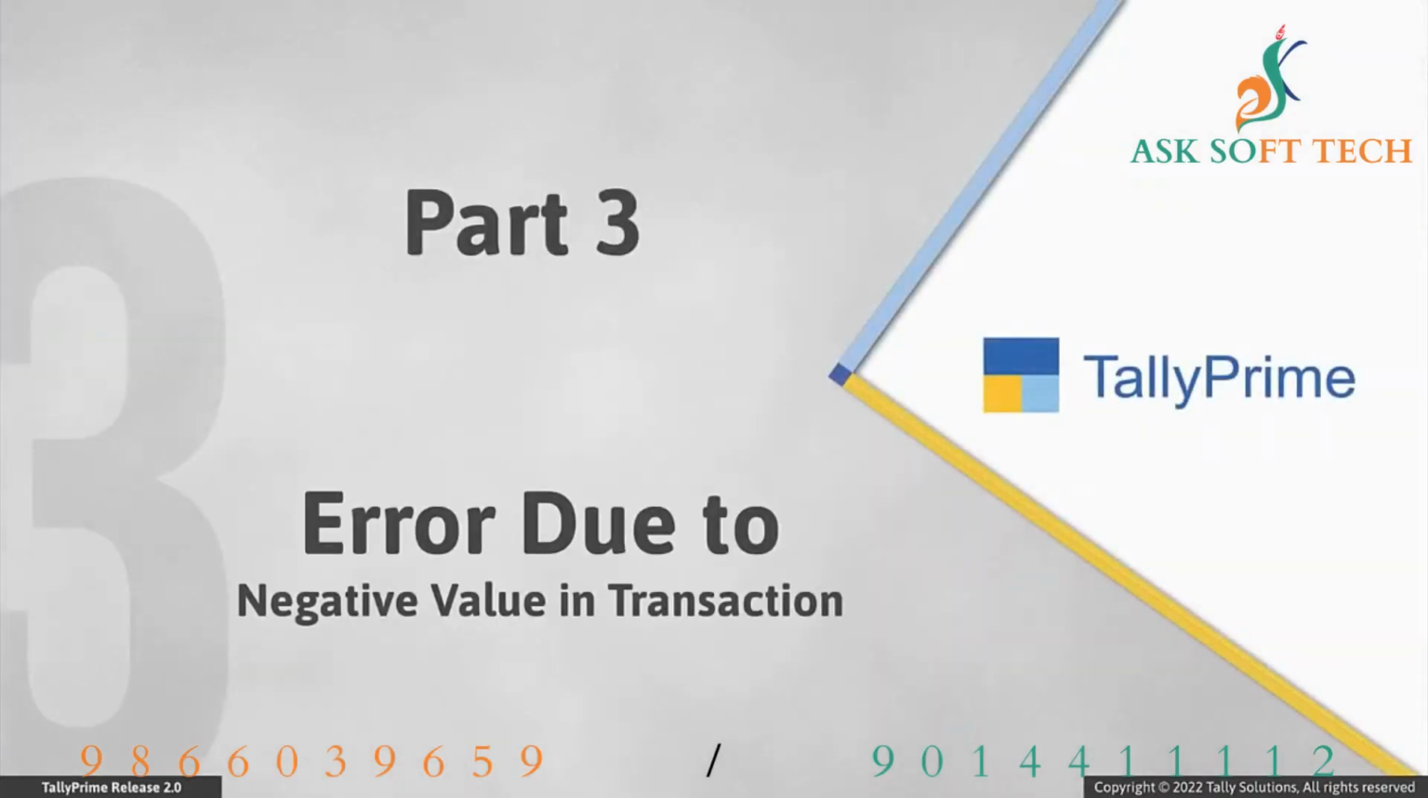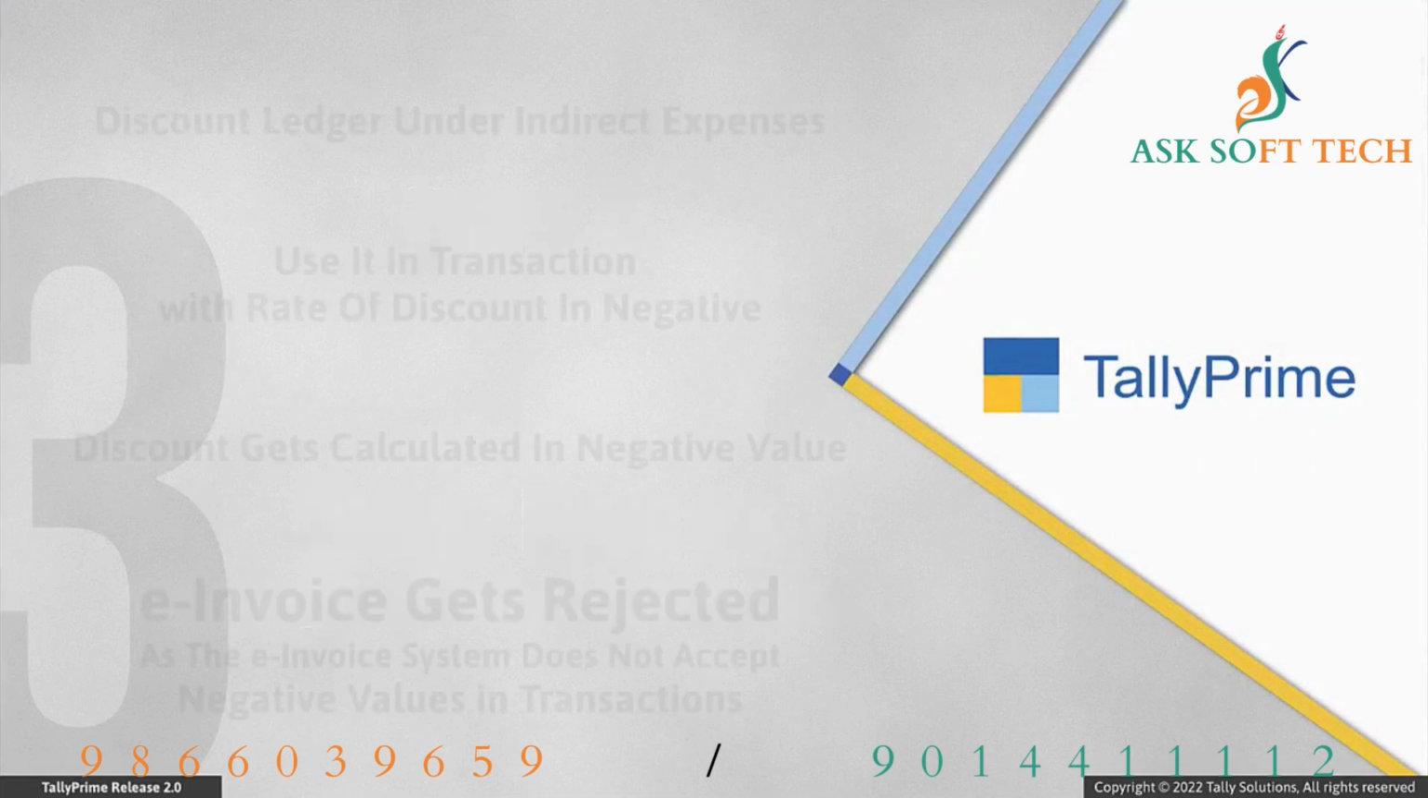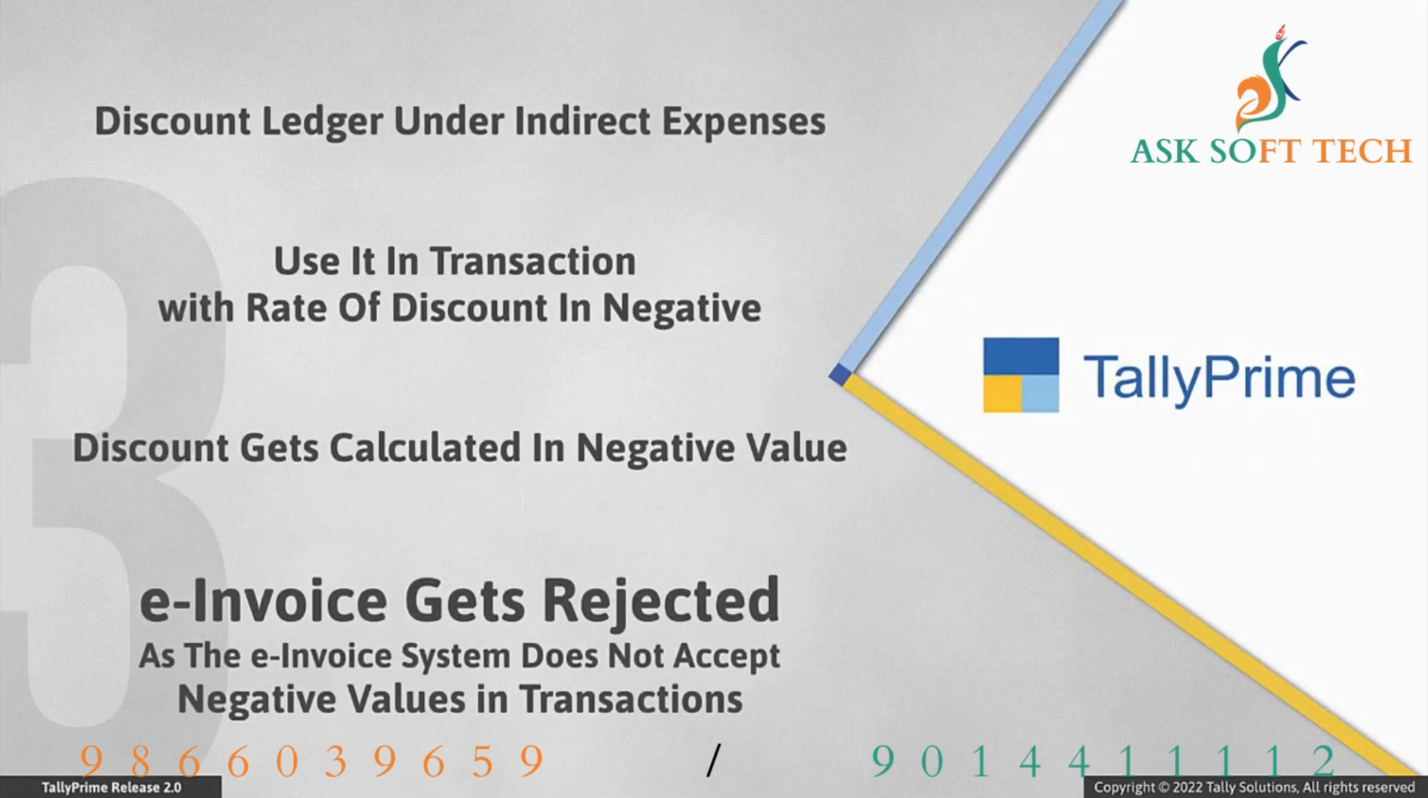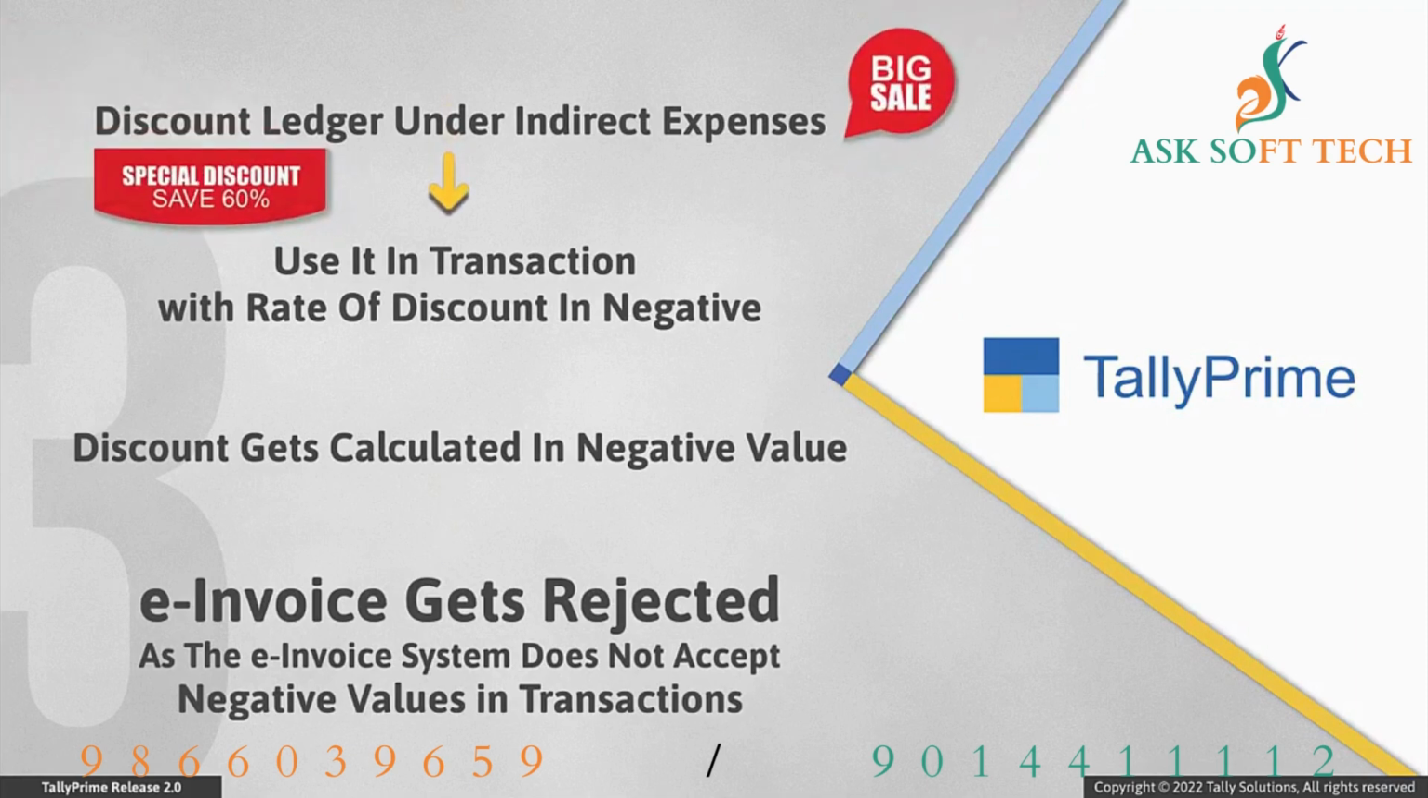Now, let's have a look at the error that occurs due to a negative value in the transaction. In your business, you may be giving discount to your customers. While recording a sales transaction, when you add the ledger with the rate of discount in negative, the invoice will calculate the discount in negative value. In such cases, when you generate an e-invoice, it gets rejected by the e-invoice system. This happens because the e-invoice system does not accept negative values in a transaction.